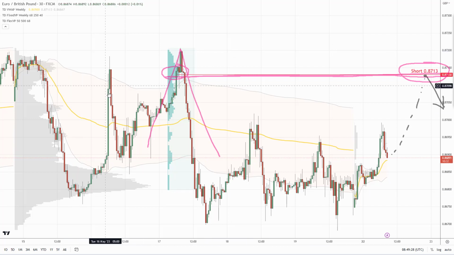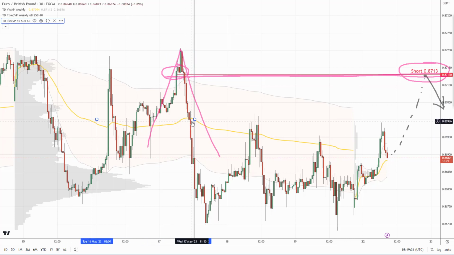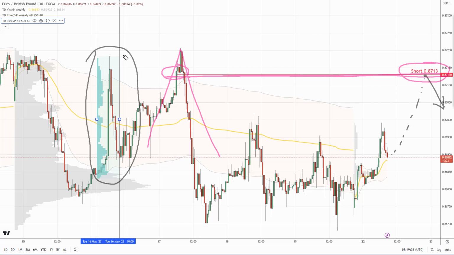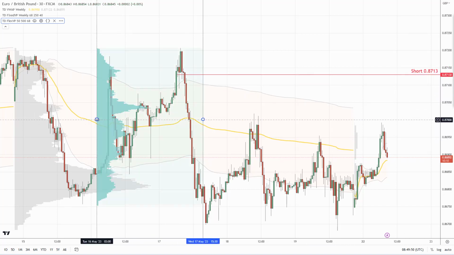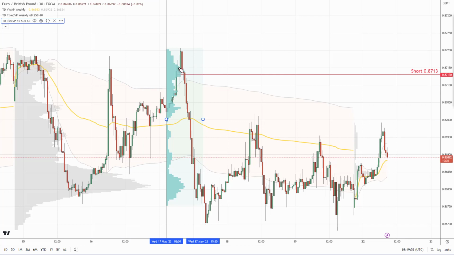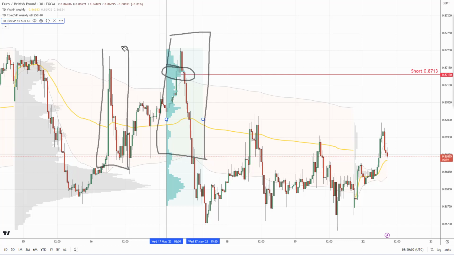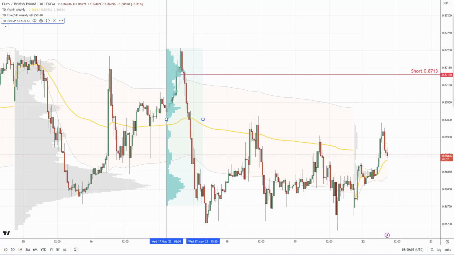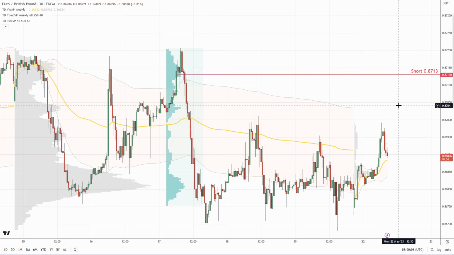By the way, there was also a strong rejection in here, this one. But as you can see, there wasn't any significant volume bump within the rejection, right? So this would generate no trading signal for me, but this rejection is different because in here there's that volume bump. All right, so that's the difference between this rejection and this rejection. So that's for the Euro British Pound.